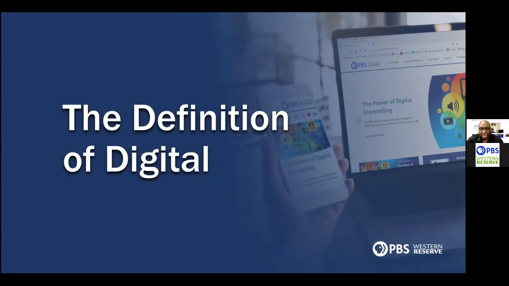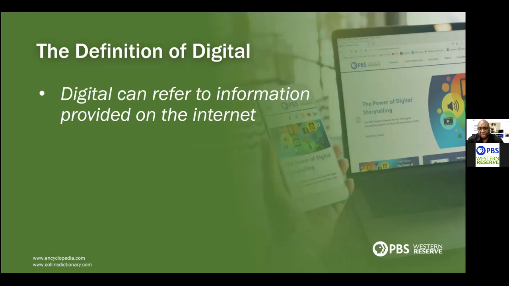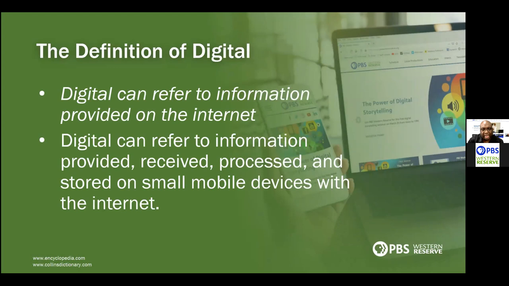Let's look at the definition of digital. The definition of digital has many perspectives. It's really not just one. But the first one we're going to look at is that digital can refer to information provided on the internet. That's basics. Digital can also refer to information provided, received, processed, and stored on mobile devices with the internet. So the first aspect is really for desktop. The second part, right now everyone wants to develop digital content for mobile devices because you have quicker access to people.